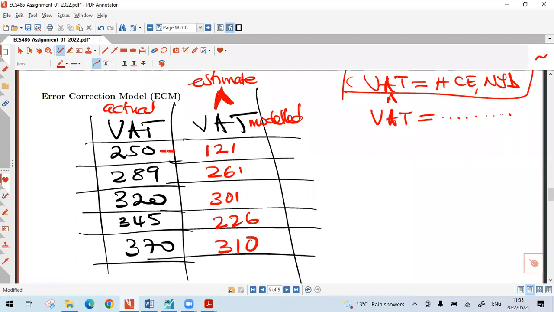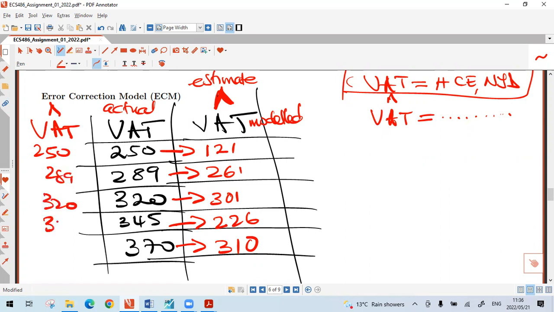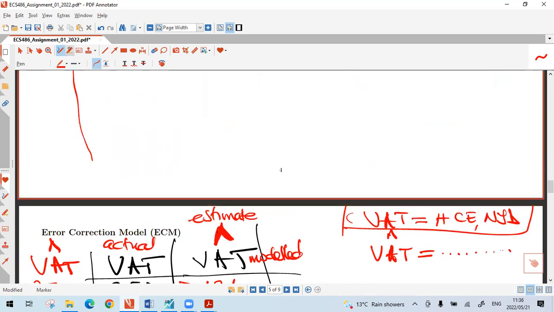Can you see that there's a difference between the actual and the modeled? Can you see that? If it's a good model, a perfect model, where the R squared is equal to 100%, it means the modeled and the actual will have the same figures. If it's a perfect model, even here we would have the 250, 289. Are we together? Are you getting me? But you won't get a perfect model, right? It's difficult to get a perfect model.